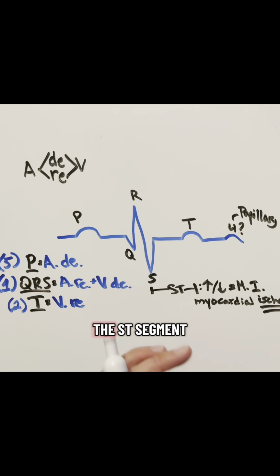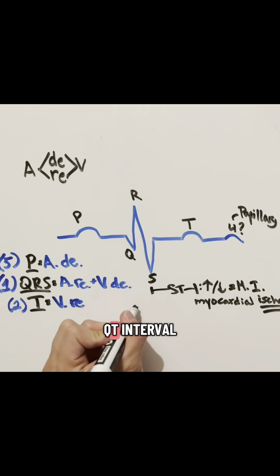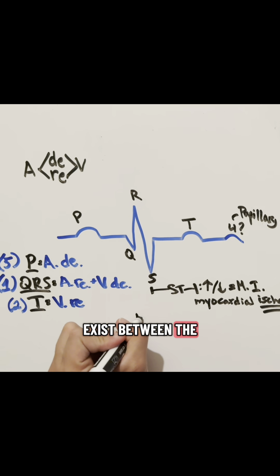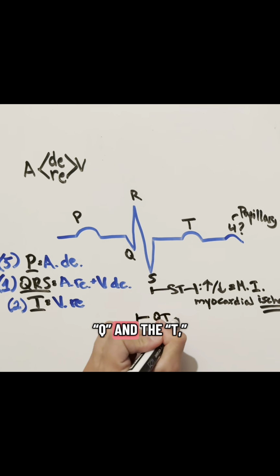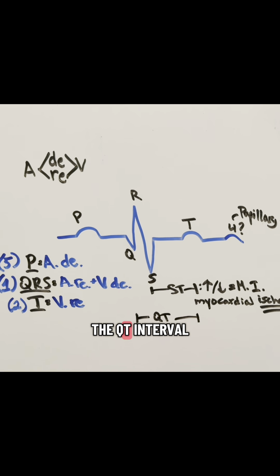Now, aside from the ST segment, we also have a QT interval. The QT interval is going to exist between the Q and the T, big shocker. And this is how we're going to work it out: we're going to look at what the QRS complex is used for and what the T wave is used for.